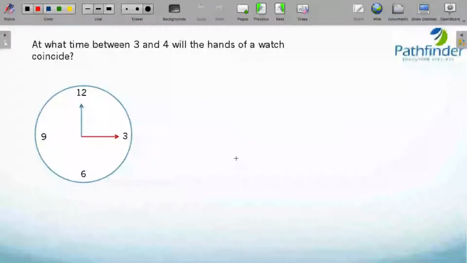Now this question is slightly different from the previous question, because here you are given a particular angle and you are required to calculate the precise time. The question is, at what time between 3 and 4 will the hands of a watch coincide? Now the skill that you will require here is solving a very basic modulus equation. If you know how to solve a very basic modulus equation, you can solve all these kinds of questions.